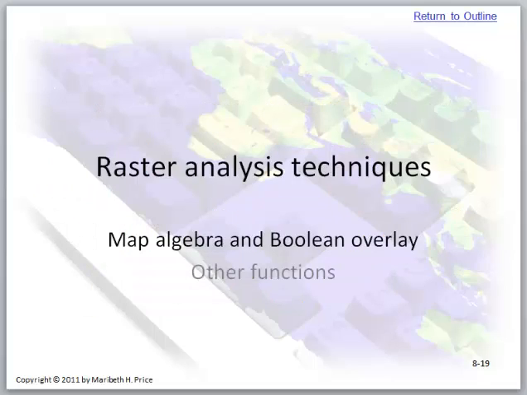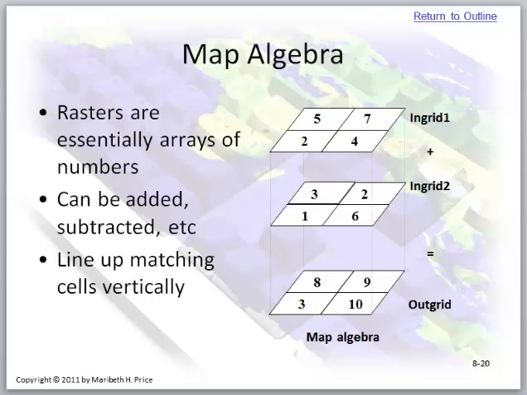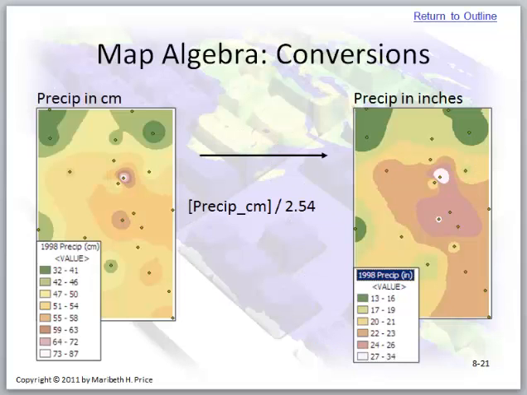We'll now move into some raster analysis techniques such as map algebra, Boolean overlay, and other functions. Raster analysis techniques. Here we have some simple map algebra. Rasters are essentially arrays of numbers. They can be added, subtracted, etc. Here we have an in-grid plus another in-grid, which gives us an out-grid. 7 plus 2 equals 9, 4 plus 6 equals 10, etc. That is called map algebra.